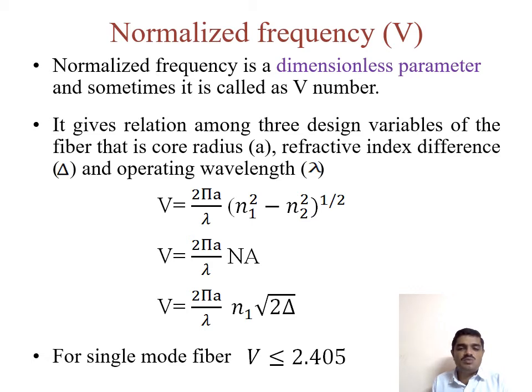V is equal to 2 pi a divided by lambda times (n1 square minus n2 square) whole to the power 1 by 2, or otherwise you can represent it as the square root of n1 square minus n2 square. So V is equal to 2 pi a divided by lambda into numerical aperture NA. With respect to relative refractive index difference delta, V is equal to 2 pi a divided by lambda n1 into root of 2 delta. For single mode fiber, V is less than or equal to 2.405.